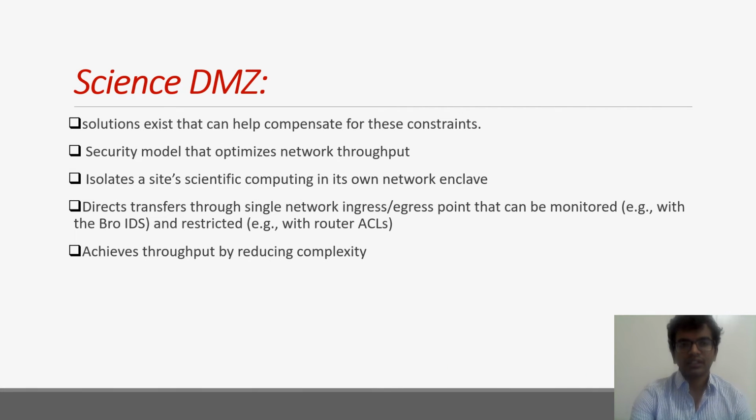Science DMZ. This solution will help compensate for the constraints mentioned above. The security model optimizes network throughput, isolates a site's scientific computing in its own network enclave, and directs transfer through a single networking point that can be monitored and restricted. For example, router ACLs achieve throughput by reducing complexity.